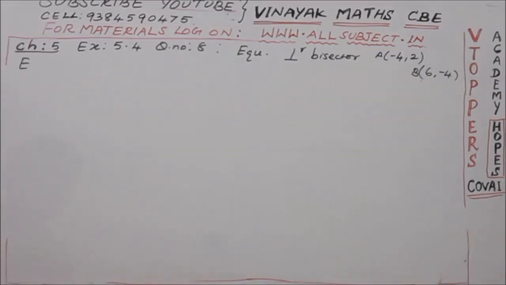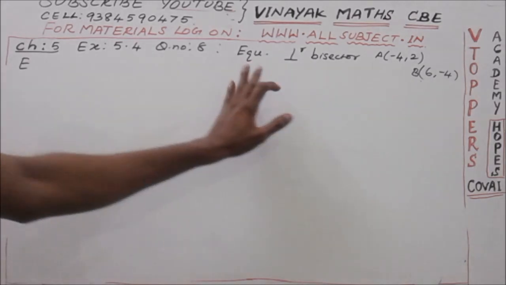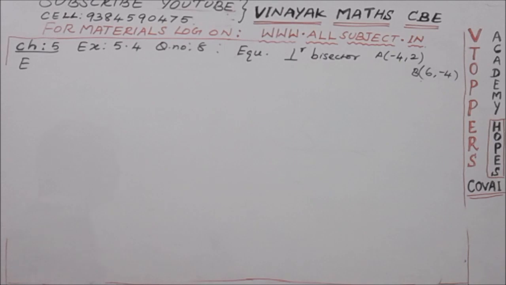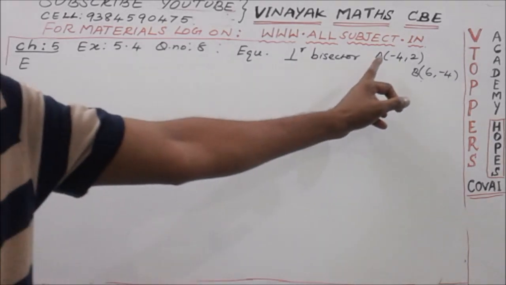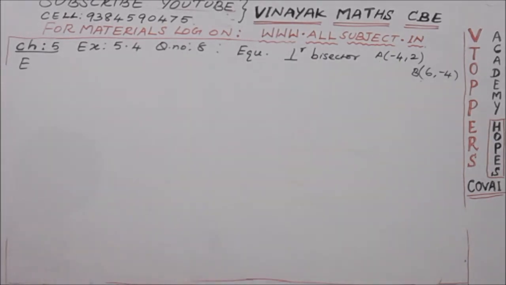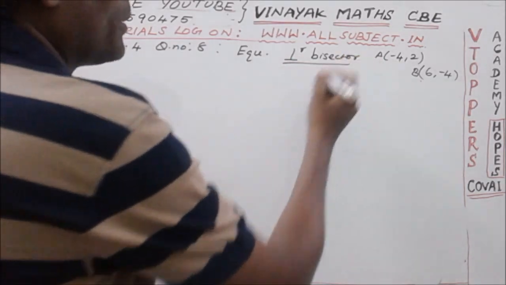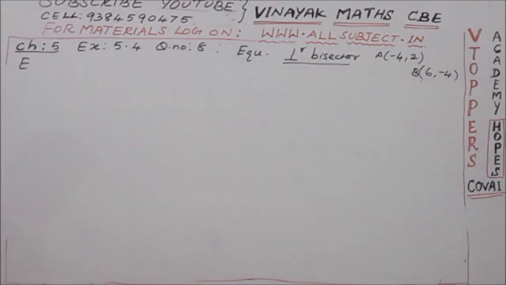Eighth question in the same exercise 5.4. Find the equation of the perpendicular bisector of the line joining the points A of minus 4 comma 2 and B of 6 comma minus 4. Perpendicular bisector, that is very important, is given here.